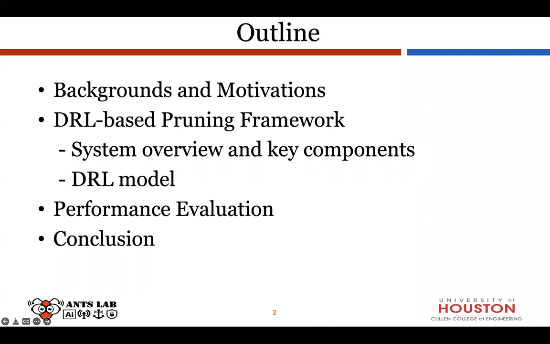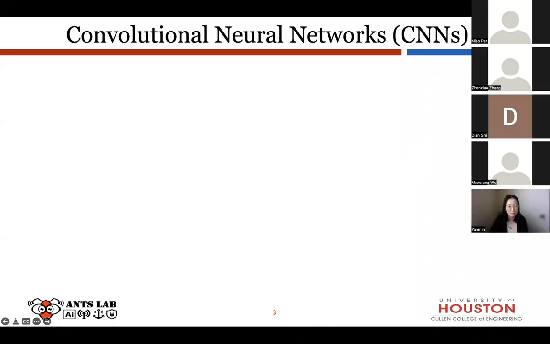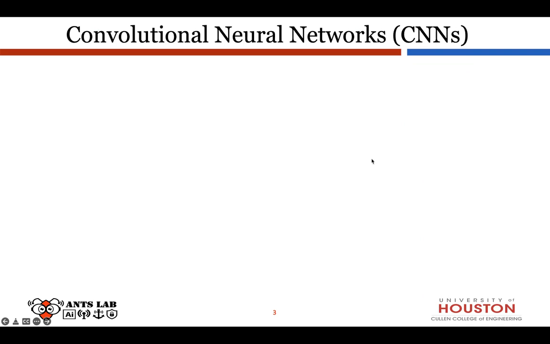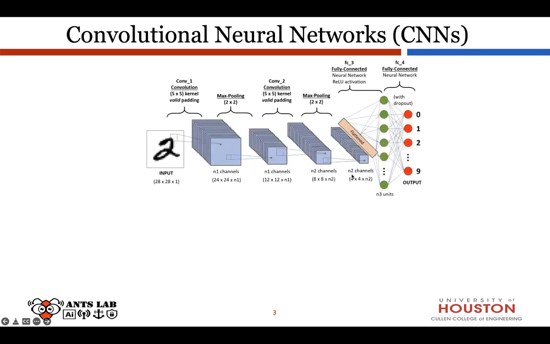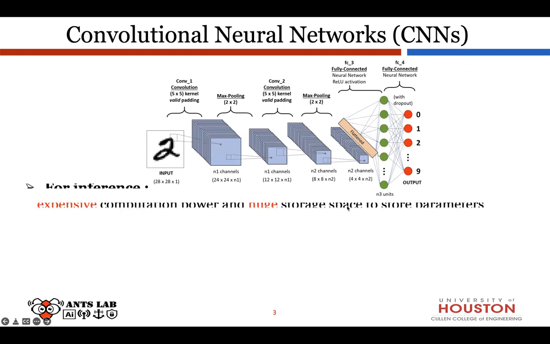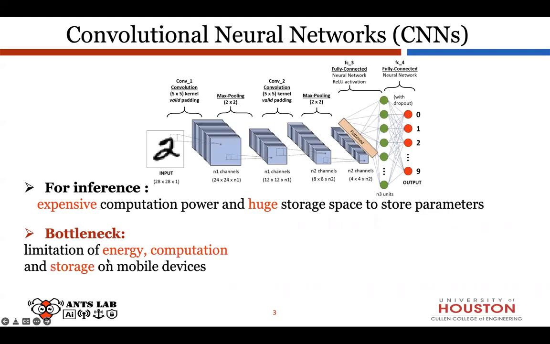Next, let's look at the backgrounds and motivation. In recent years, convolutional neural networks have demonstrated a remarkable performance in various computer vision tasks. However, since most CNN models require expensive computation for the inference and a huge storage space to store a large amount of parameters, the limitation of energy, computation, and storage on mobile or edge devices has become the major bottleneck on real-world deployments of CNN models.